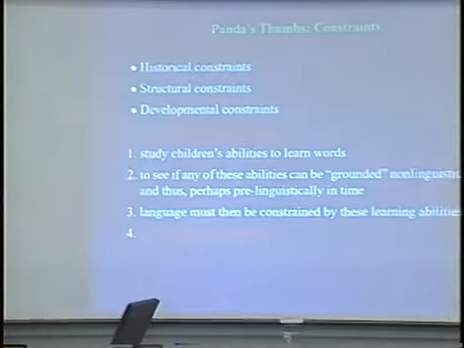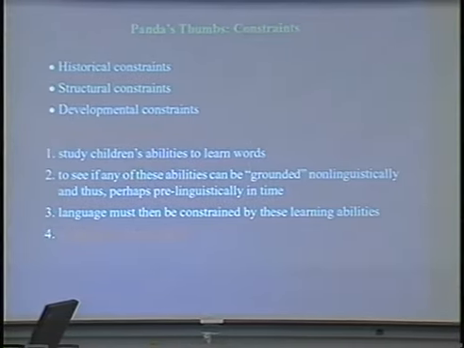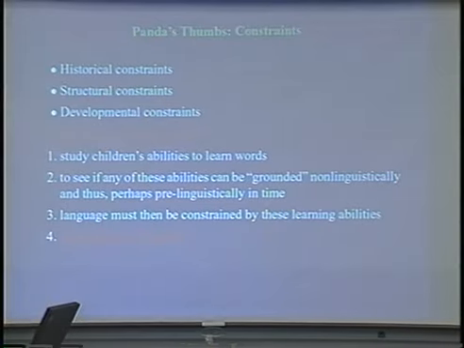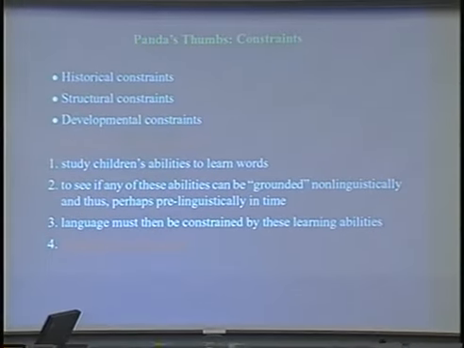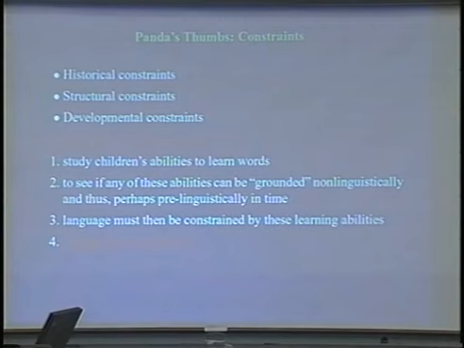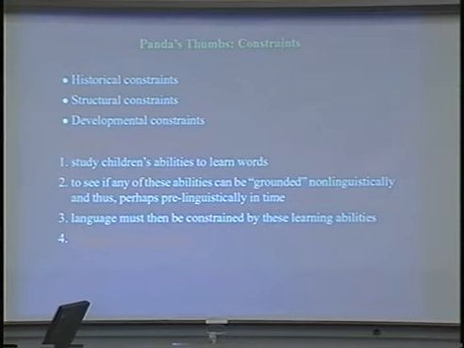So that's the route I'm going to take. I'll study the ability to learn words by children. I have a competition model of that. And then we'll see if any of these abilities can be grounded in non-linguistic terms. So therefore, if language is considered to be the latest evolutionary product, those abilities would be there before language, and language had to work with those constraints in order to be usable and to be present in our brains. And the conclusion I'm going to reach is that irregularity is an inevitable consequence of those constraints.